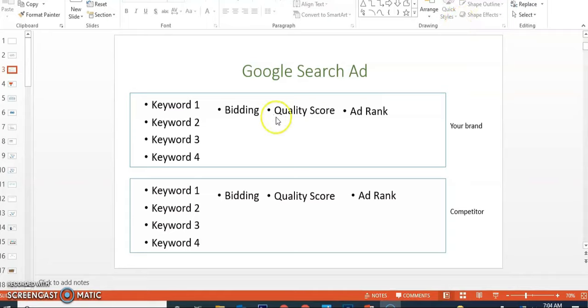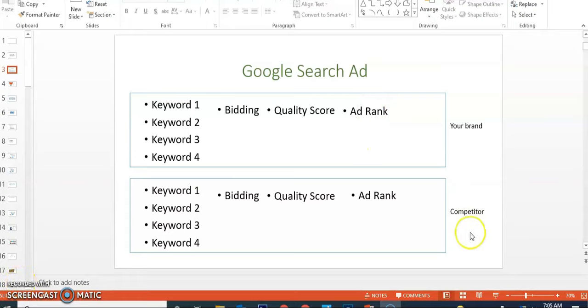Based on the quality score and bidding, Google will allocate you a ranking. Ranking will determine whether your ad will be shown on the first page or not, and if it is shown on the first page, then at what position it will be shown: number 1, 2, 3, or 4.